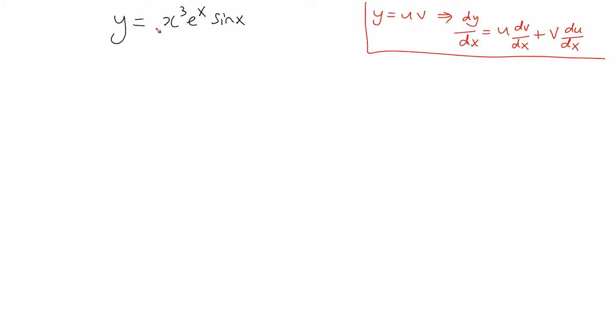What I'll do is I'll pick that as u and pick that one as v. Actually, I'll use a different color. I'll call that one v. Now, just writing out in full before we continue, that will be u times dv/dx plus v times du/dx. Just invoking the product rule there. So let's work out each one in turn.